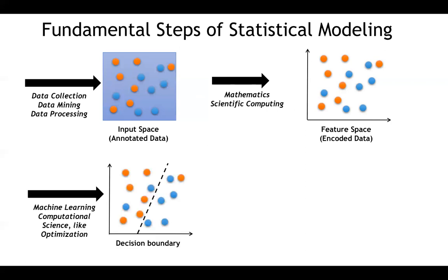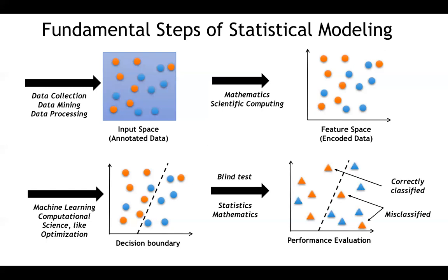And then you do machine learning or modeling to draw a separation plane, which is the decision boundary. If you want to do the classification of this data into two classes, then this is your decision boundary. And there are many, many algorithms out there to draw this decision boundary, both linear and non-linear.